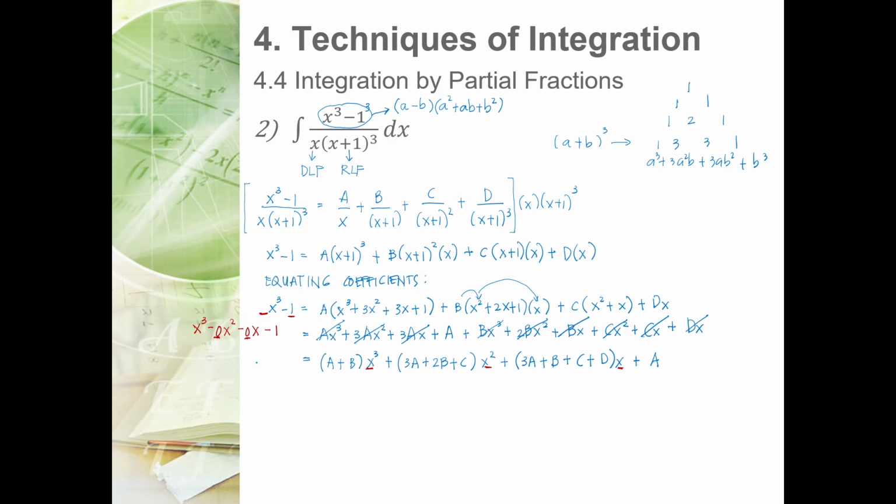Okay, so let's write it down. Again, equating coefficients now. Starting off with x cubed, x squared, x variable, and then the constant. So we have 4 unknowns. Again, the number of equations will translate into the number of unknowns that you're going to have. If you have 3 unknowns, you're going to have 3 equations. If you have 4 unknowns, you have to get 4 equations as well.